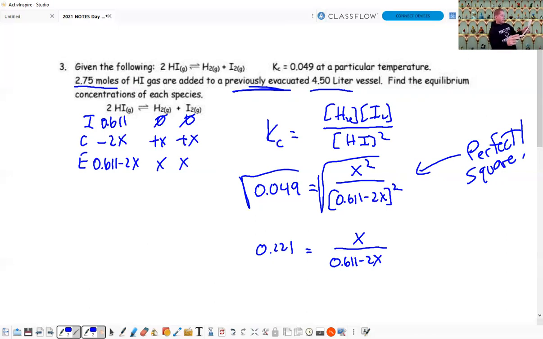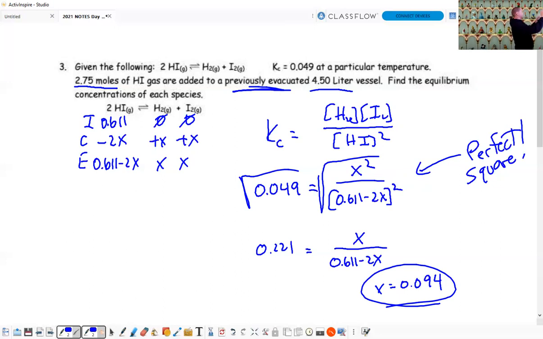Solve for x. And x equals 0.094. So you can do the algebra. And if you need some help with the algebra, don't be shy. Come and ask. I can help you. I can show you how to do these. Make your life a little easier. So then 0.611 minus 2x, we got 0.423 molar. Remember what I said about this? I like to write these over here. I'm only going to write that one once, since they're both x.